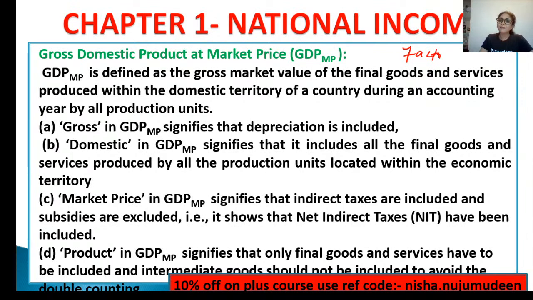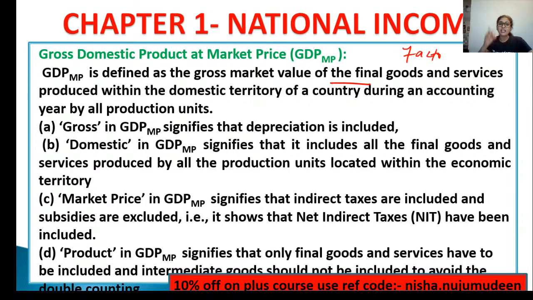Now GDP at market price means the gross market value of the final goods and services, again produced within the domestic territory of a country during one particular year, and that too by all production units. Whether you study GDP at factor cost, market price, or GNP or NNP, etc., 3 things are always similar: final goods and services, domestic territory, and the accounting year, that is 1 year.